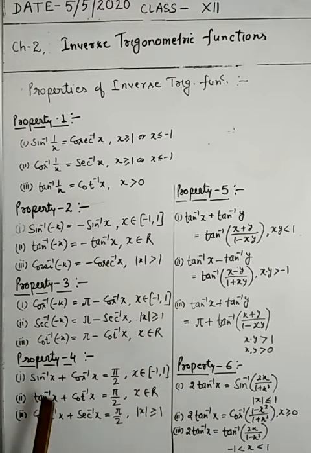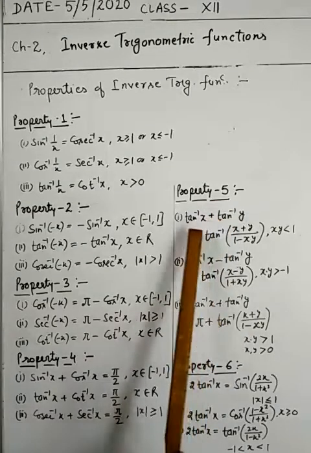Property 4: sin inverse x plus cos inverse x, tan inverse x plus cot inverse x, cosec inverse x plus sec inverse x. The result will be the same, that is pi by 2. The conditions: x belongs to minus 1 to 1, x belongs to real numbers for tan inverse x, and this for modulus x greater than or equal to 1.